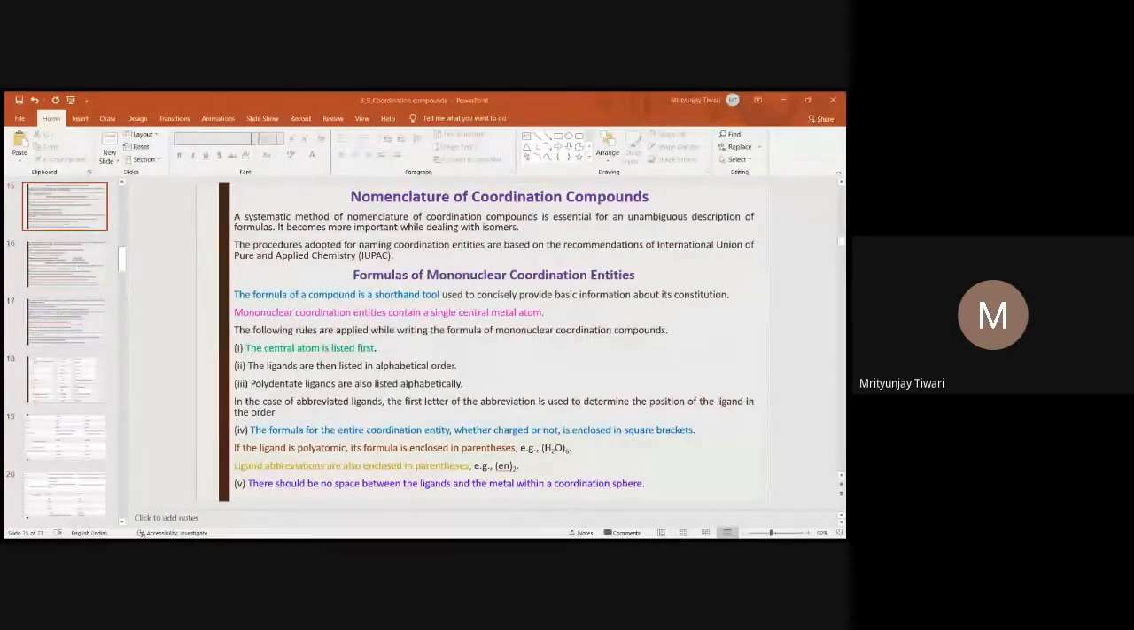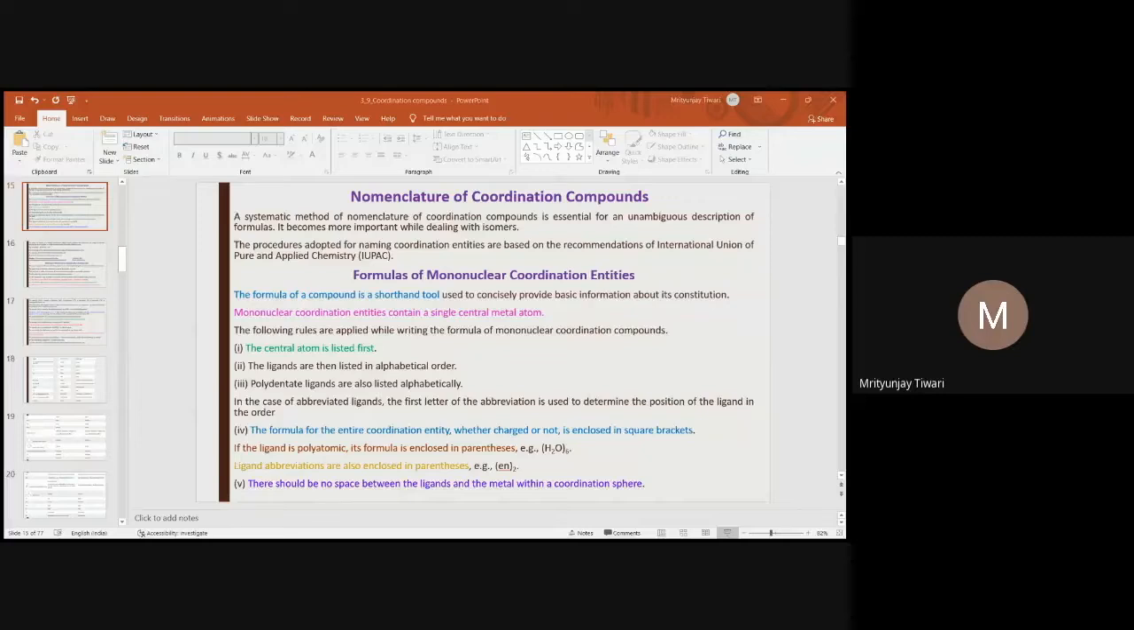The formula of a compound is a shorthand tool, and this is what we know. A chemical formula of a compound, any kind of compound, is a shorthand tool which is used to concisely provide basic information about its constitution. Its constitution is what are the different elements or chemical entities forming the given compound. To make that clear, we use the chemical formula to represent the entire chemical composition of the given compound. And there are certain rules to write chemical formulas for the coordination compounds as well.